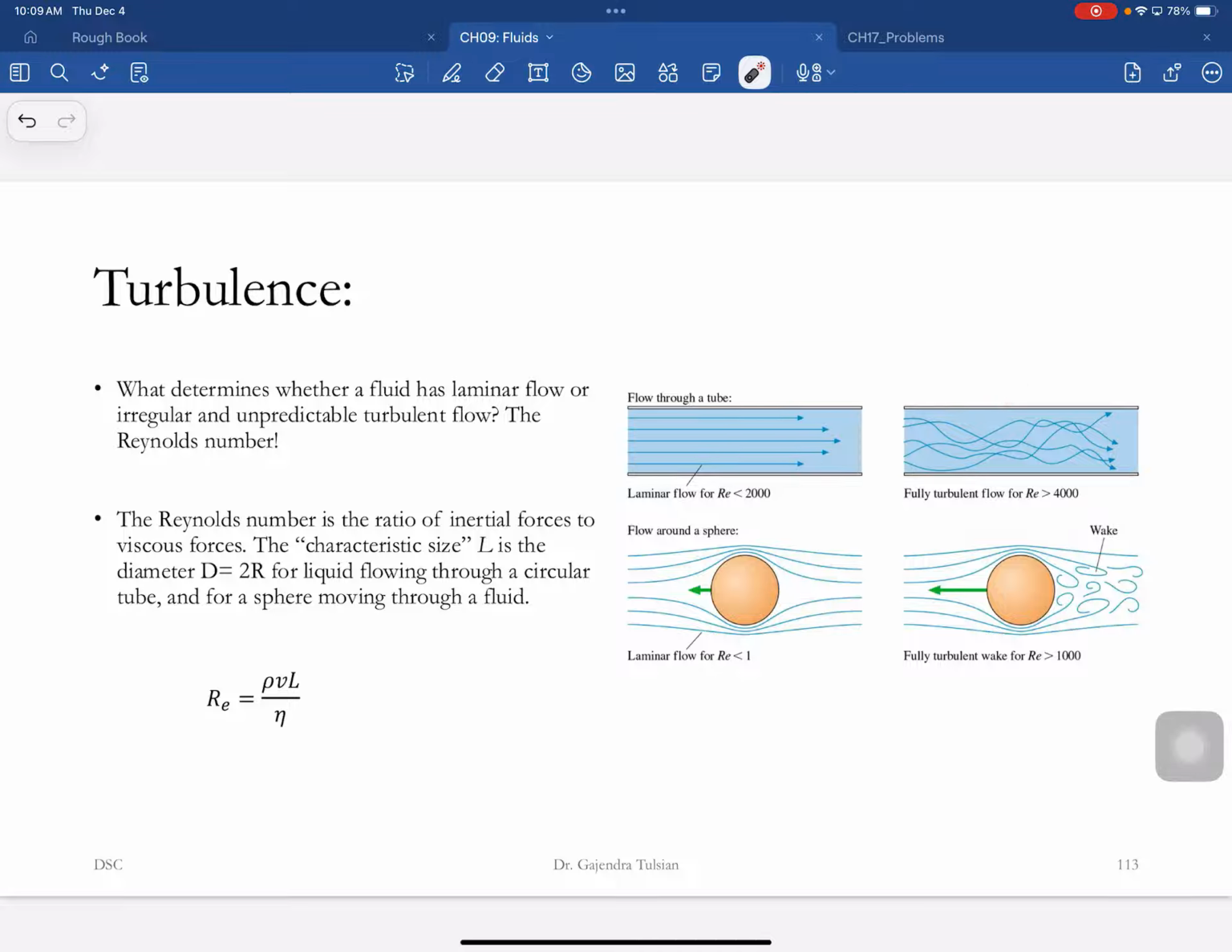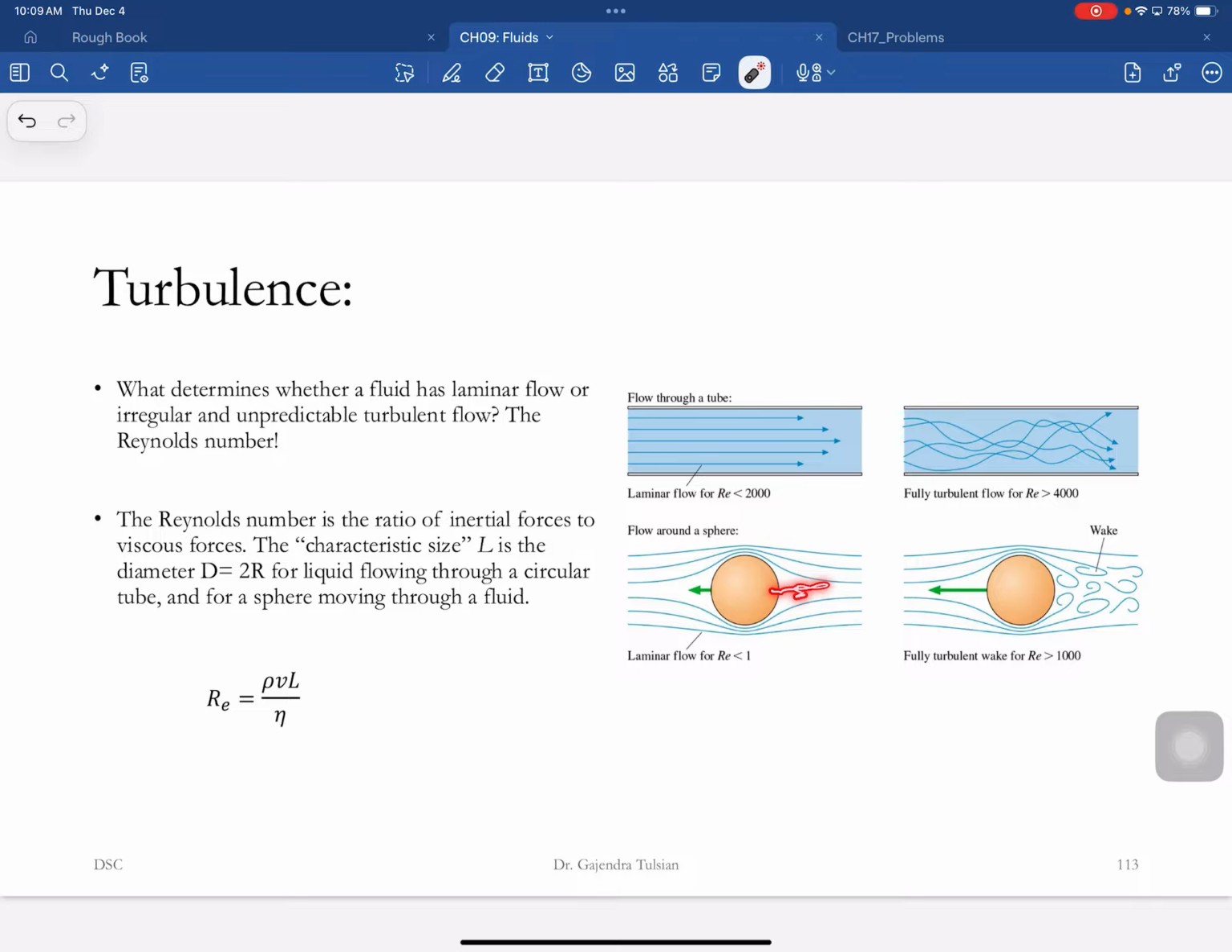There's something called the Reynolds number. If the Reynolds number is below a certain number, then the flow will be laminar, and if the Reynolds number is above a certain number, the flow will become turbulent. It's hard to calculate things in turbulence, so we don't understand turbulence too much. This is all experimentally found. So for fluid flowing through a tube, it'll be laminar if the Reynolds number is below 2000.